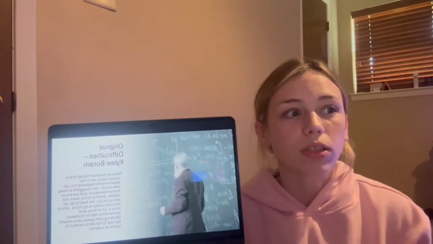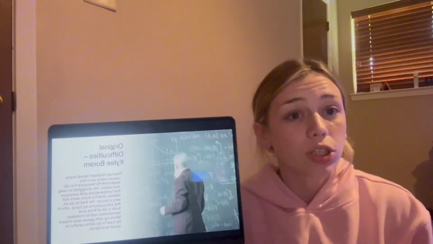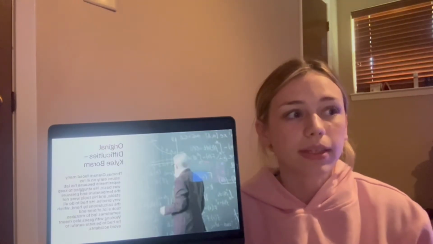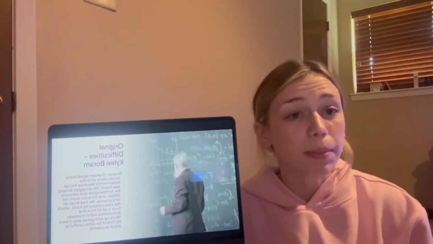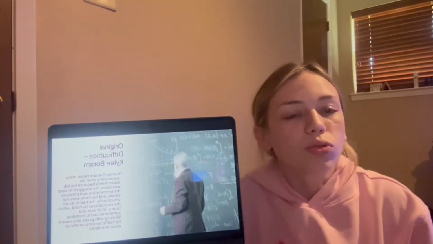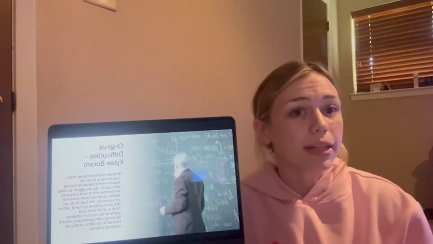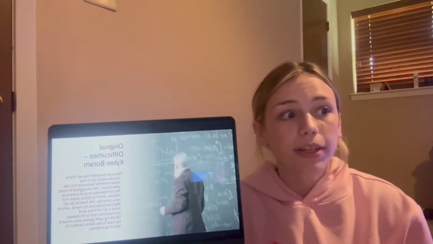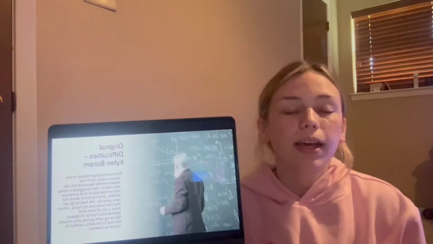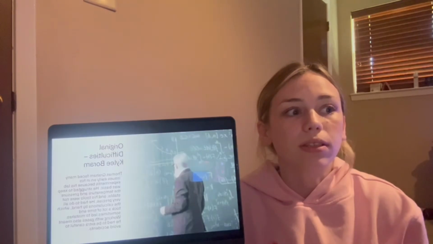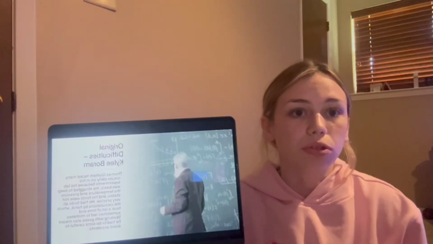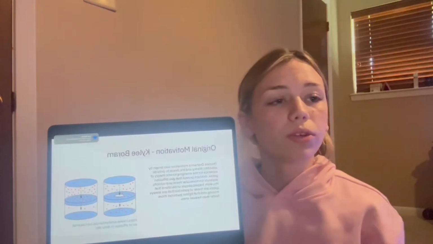Original difficulties. Thomas Graham faced many issues early on because his lab was basic. He struggled to keep his pressure and temperature the same, and his tools were not very precise. He had to do all his calculations by hand. He didn't have a calculator, which led to mistakes, and working with gases also meant he had to be extra careful to avoid accidents.